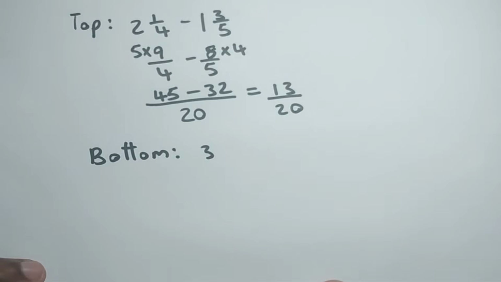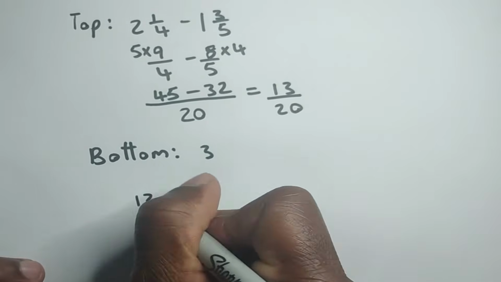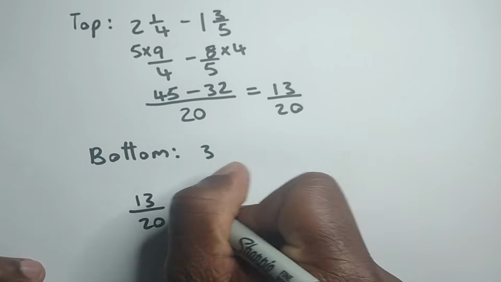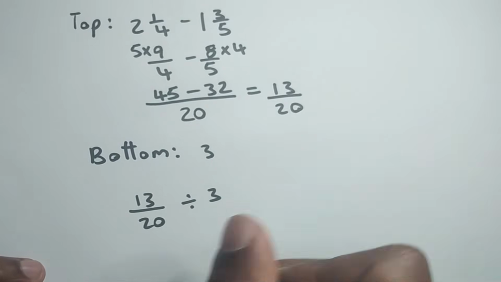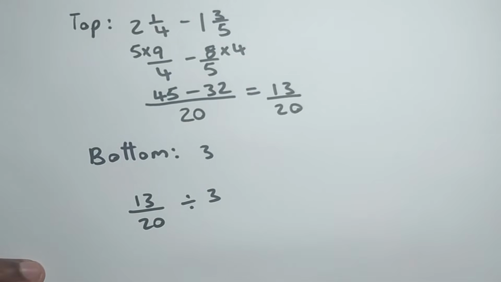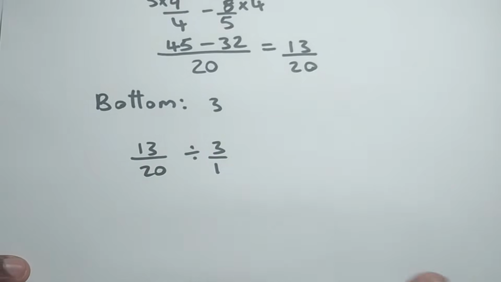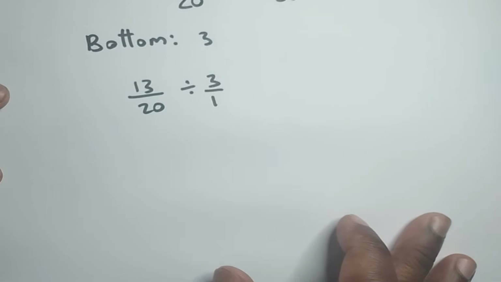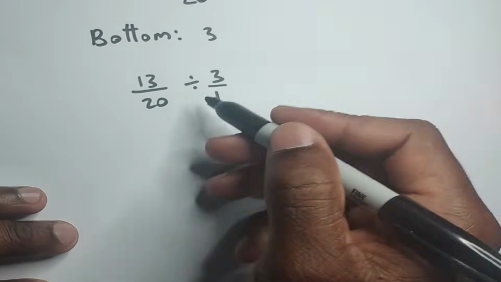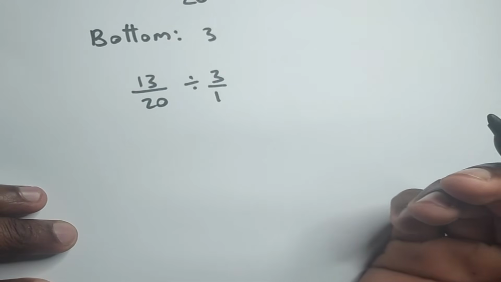Alright, so what we're going to do is divide the top by the denominator. So we're going to have 13 over 20 divided by 3. Now, a key thing to note is that 3 is the same thing as 3 over 1. Alright? That's the same thing. 3 is the same thing as 3 over 1. Because if you divide 3 by 1, then you'll obtain 3 just the same.